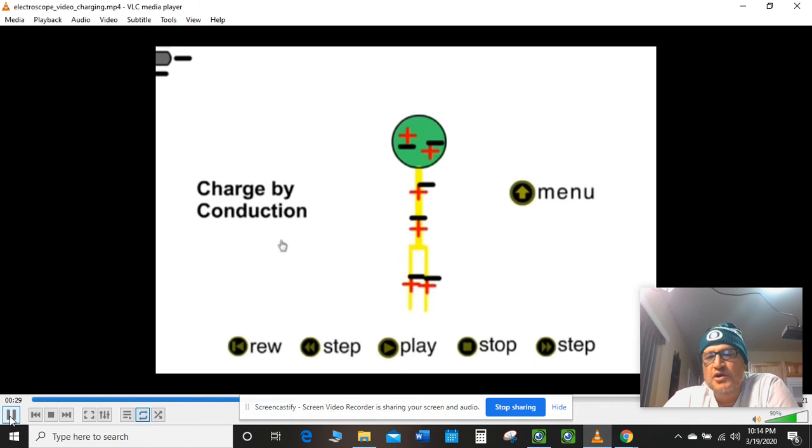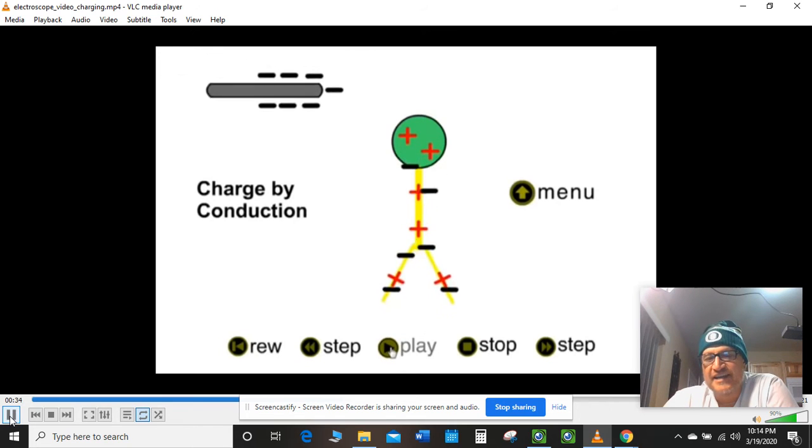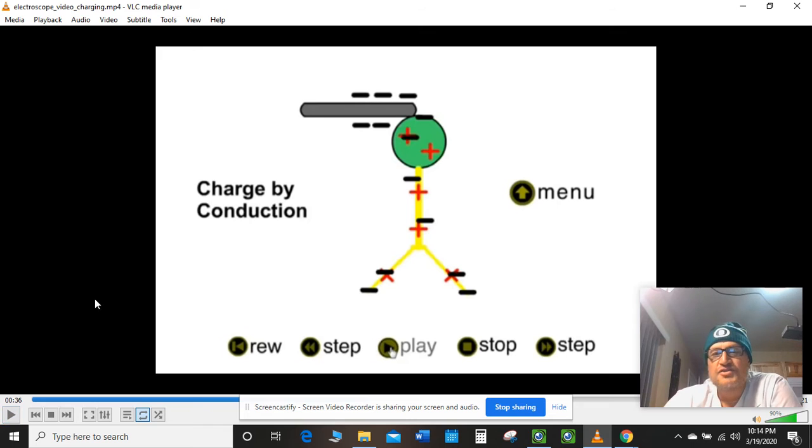Okay, so next we're going to do what's called charge by conduction. When we do conduction, that means actual contact. Let's see what happens here. As we can see, the rod makes actual contact, and electrons are transferred from the rod to the electroscope. So electron rich seeks electron poor, and that's one of the hallmarks of electrostatics. Electrons are forced down, causing separation again, and this is called like charging. We'll hit play again and see what happens.